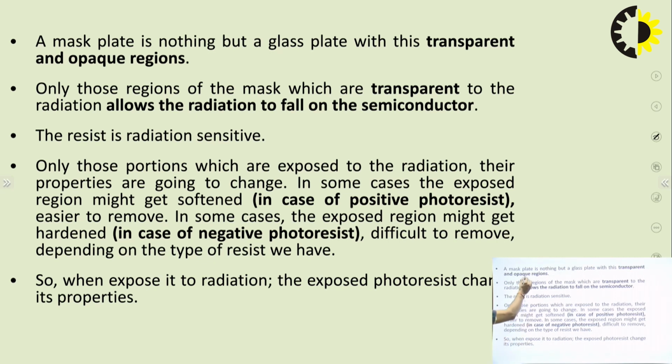So, a mask plate is nothing but a glass plate with transparent and opaque regions. Only those regions of the mask which are transparent to the radiation allow the radiation to fall on the semiconductor, and because our resist is radiation sensitive, the properties of the resist are going to change when the resist is exposed to radiations.